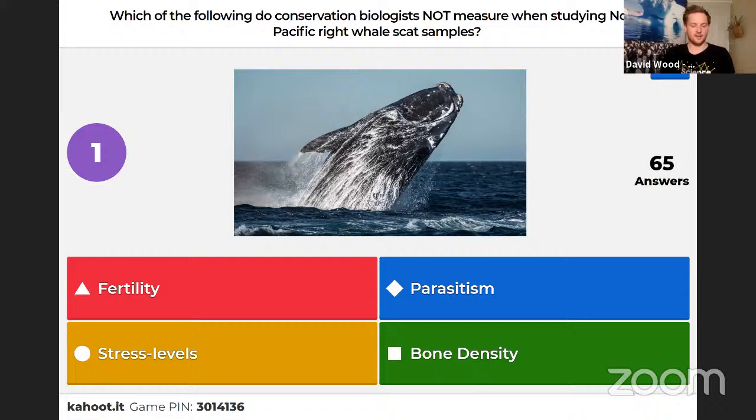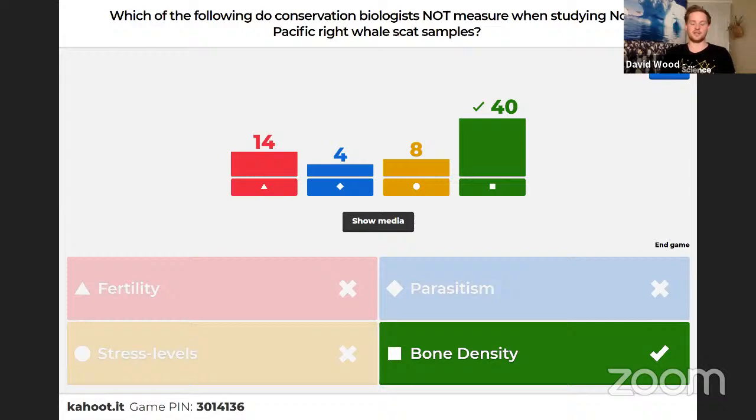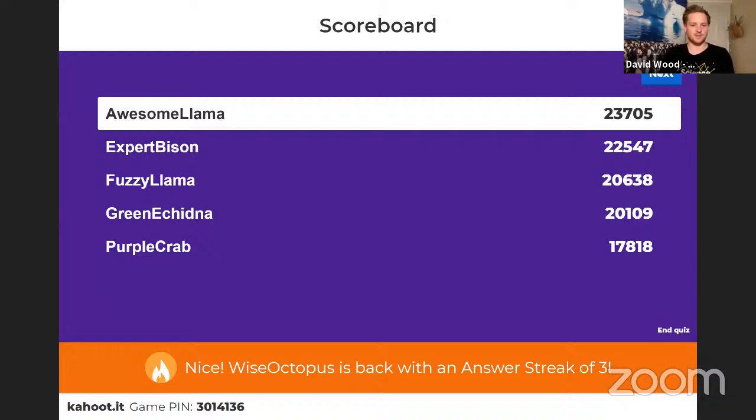The answer is bone density. So they do study parasitism, fertility, and stress levels from those scat samples with the help of their super sniffer dogs. We will be joined by Dr. Giles and her super sniffing dog that tracks down right whale scat, and that's going to be on Tuesday, June the 16th. So join us for that Science in the City. Well done, awesome llama. Expert bison catching up though, good job. Got to hold about a 900 point lead there.